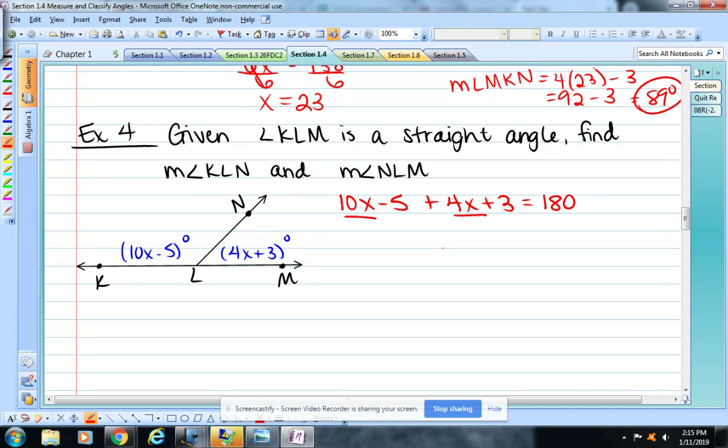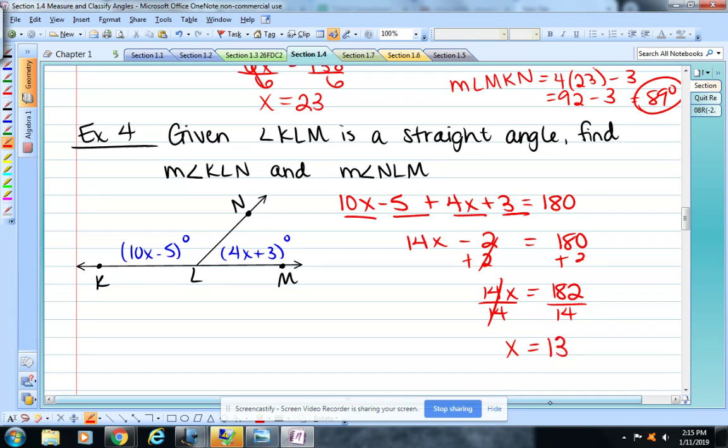10x plus 4x is what? 14x, good. Negative 5 plus 3 is what? Minus 2 equals 180. Then what can we do to solve for x? Add 2. So 14x equals 182. And then we divide both sides by 14. And y'all can help me do that. It's how much? Perfect. X is 13 degrees.